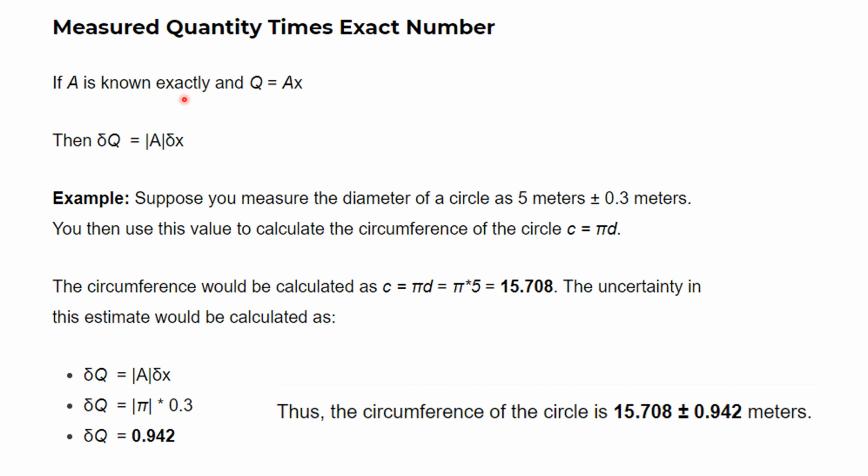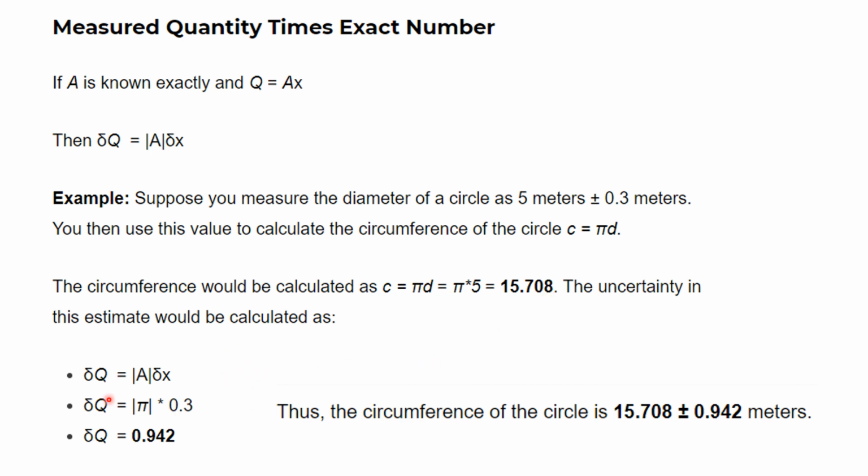If you multiply a number times an unknown, so A is known exactly, but X isn't, then delta Q is equal to the absolute value of A times delta X. So suppose you wanted to calculate the diameter of a circle as 5 plus or minus 0.3 meters, then you wanted to calculate the circumference, which is pi times d. Well, pi is what it is, and d, we said it was 5 meters, so that would be 15.708.